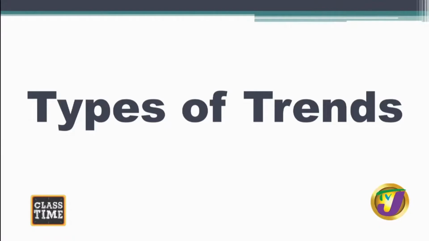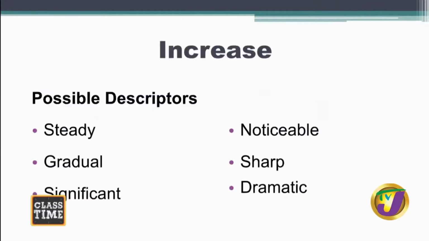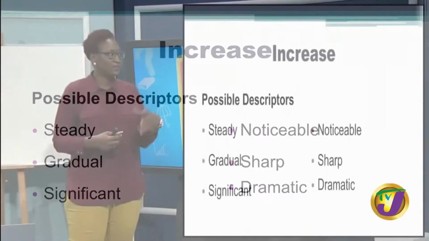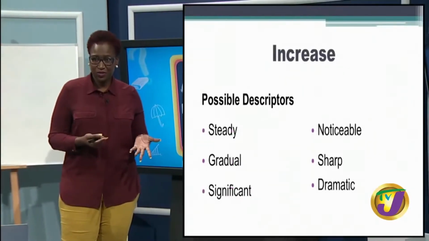Of course, you have different types of trends. The first type of trend is an increase. So when you have an increase, you basically have data that is going up. It is increasing as you go along. So you're analyzing a set of figures that are increasing. And these are the words you can use to describe those increases.